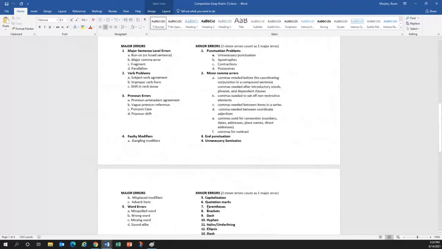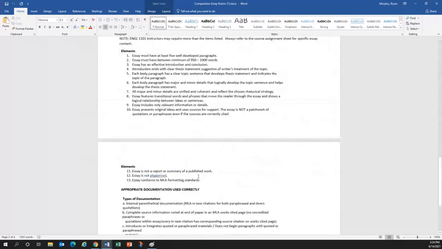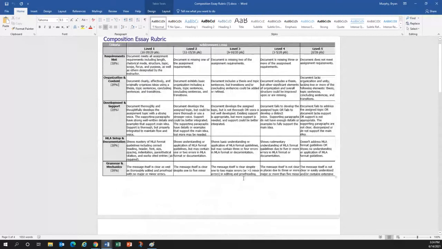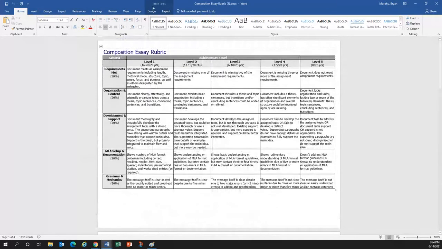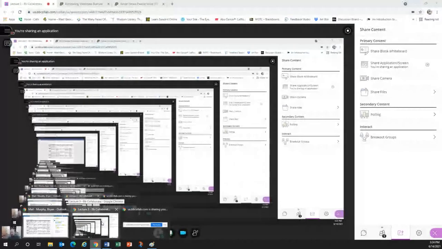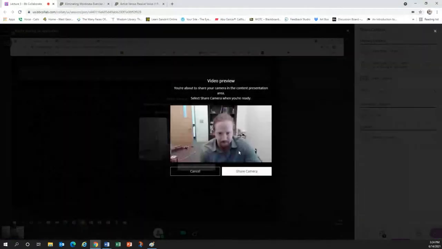I will send this rubric out for you so that you may read it at your leisure. But this is how you will be graded. So hopefully that clears it up a little bit. Like I said, I won't read all these tiers to you because it's kind of repetitive. But you can look at this on your own time. And you should know, when all is said and done, exactly why you got the grade that you got on your essay.